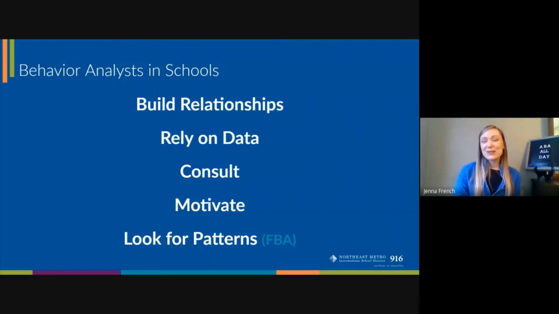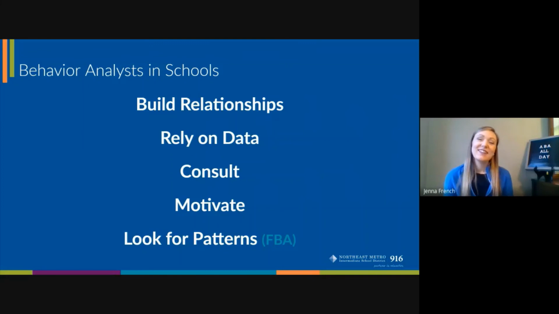So behavior analysts in schools, a lot of this will overlap with the information that I shared previously. But again, we build relationships. We work to get to know the students that we serve. We might ask questions about them. What do they like? What do they dislike? What does their behavior look like? We really want to get to know that individual.